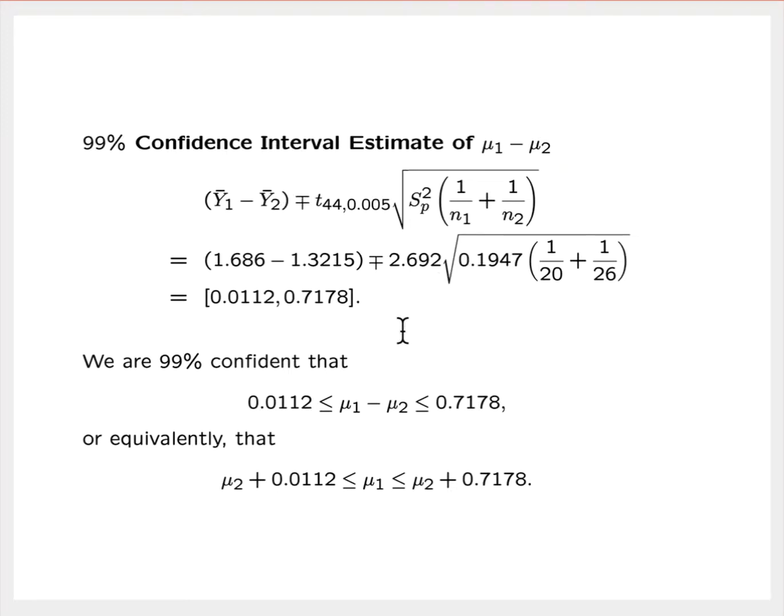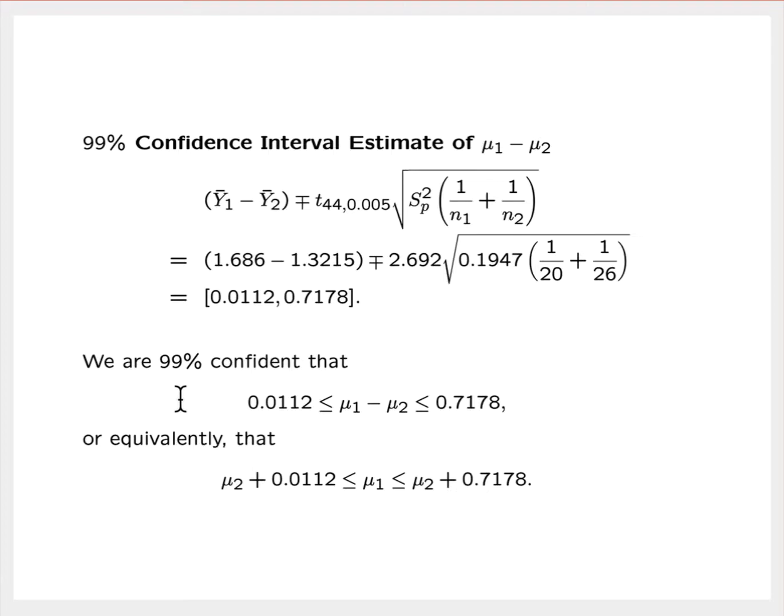And so we end up getting a two-sided confidence interval of 0.0112 for the lower endpoint and 0.7178 for the upper endpoint. And so we can say that we are 99% confident that the difference in the population means is somewhere between 0.0112 and 0.7178. Now notice that 0 is not in this interval. 0 is strictly to the left of that lower endpoint. And so because 0 is not included in this interval, it's not one of the plausible values for the difference, mu1 minus mu2, at least at the 99% confidence level.